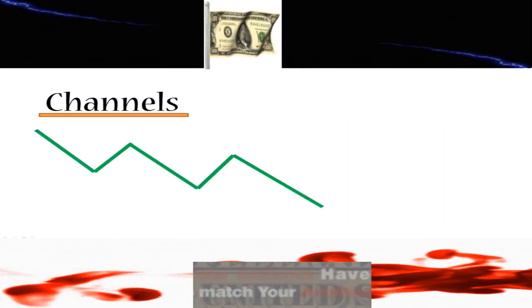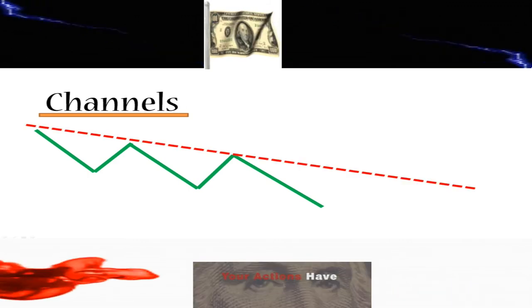Next, we're going to look at a downward channel. So here we've got a downward trend. We can draw a resistance line.